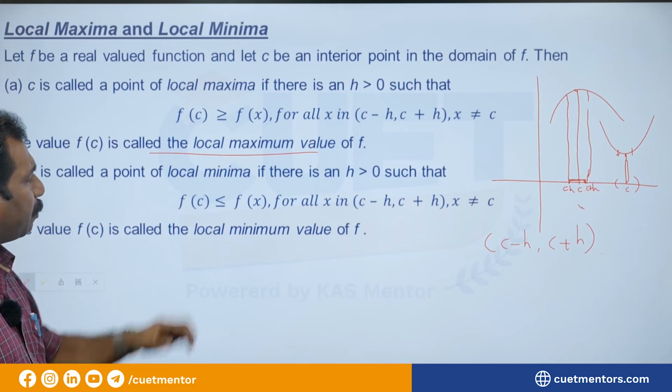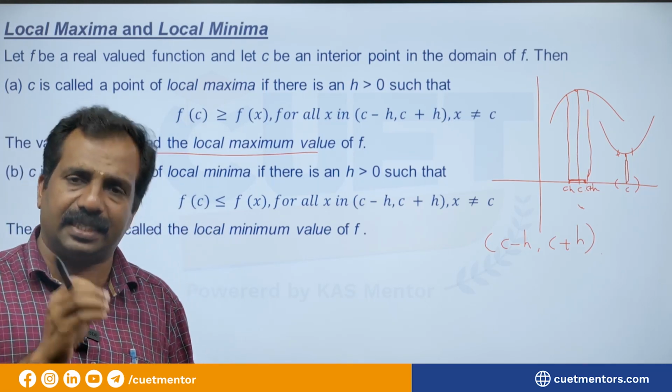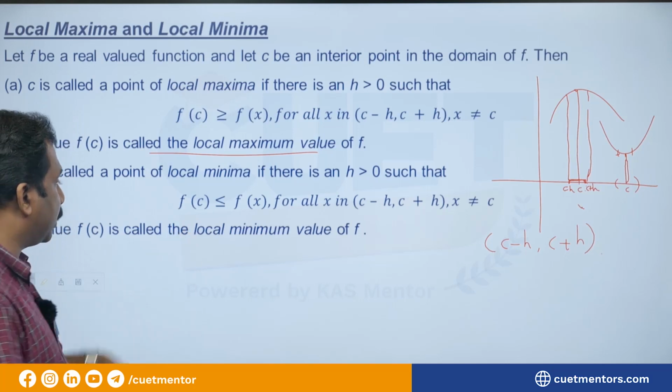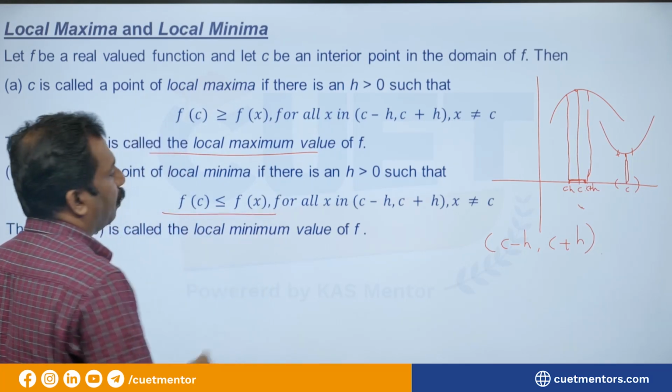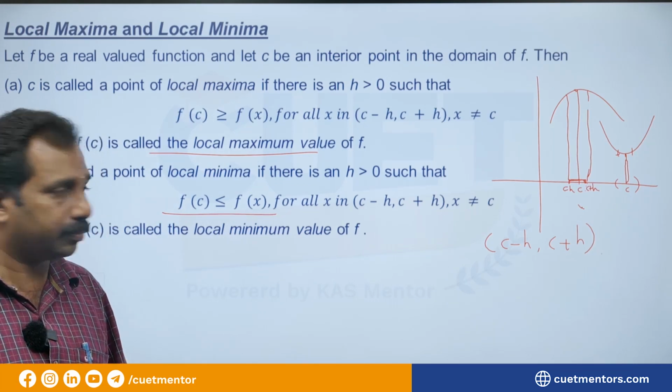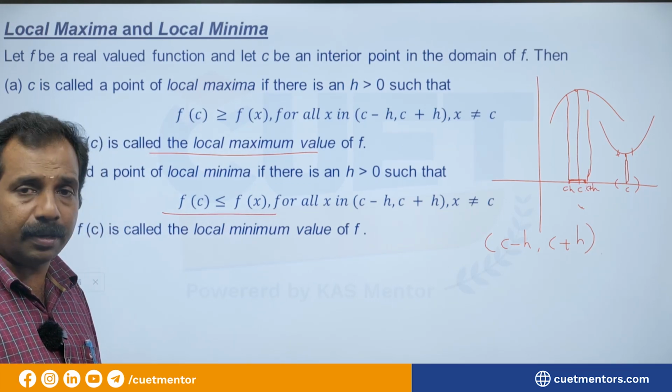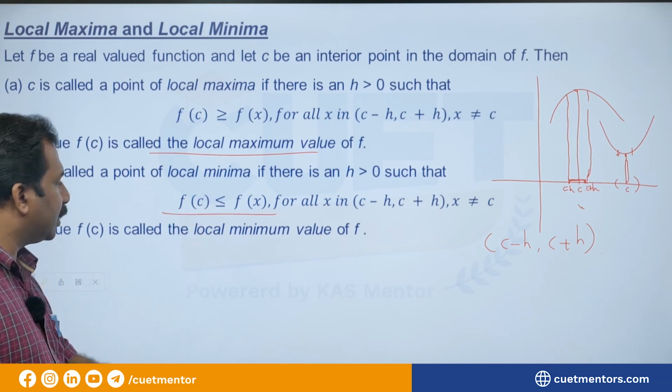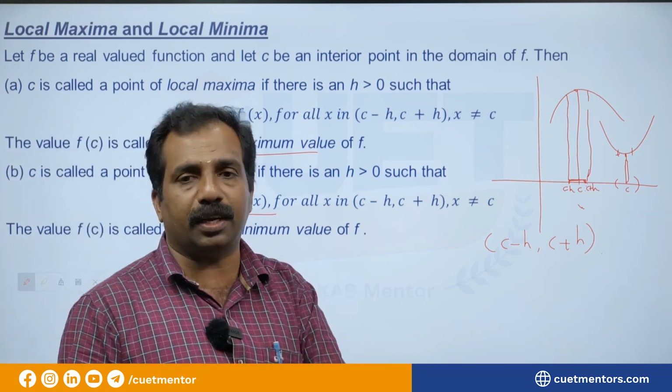Similarly, c is called a point of local minima if there exists h greater than 0 such that f(c) is less than or equal to f(x) for all x in (c−h, c+h). The value f(c) is called the local minimum value of f.